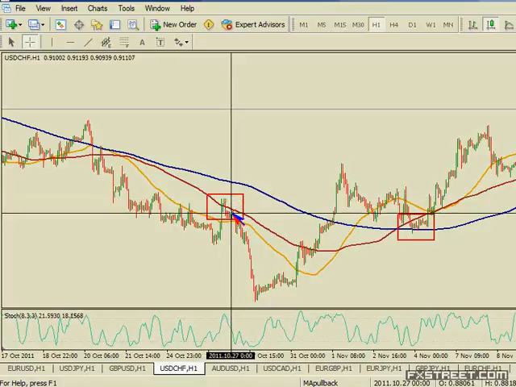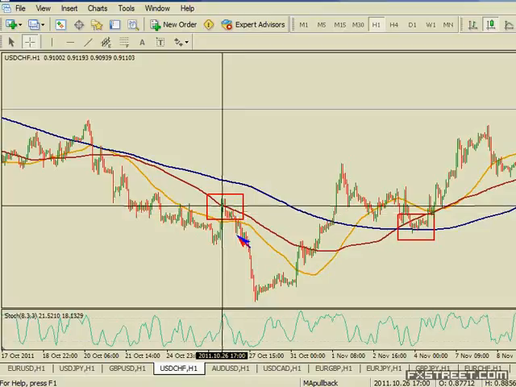Once I get in this trade, I have to define risk. Once you have defined risk, you can define your reward according to your reward to risk ratio, or you could trail your stop losses, etc. So in this case, this was a very good trade.